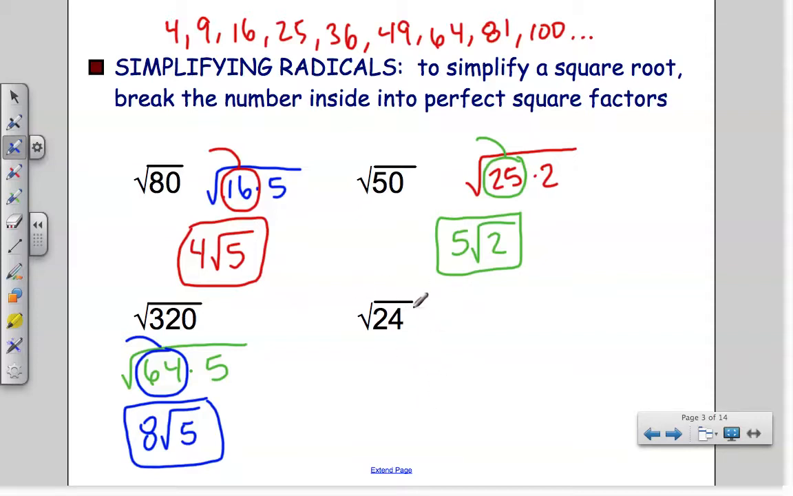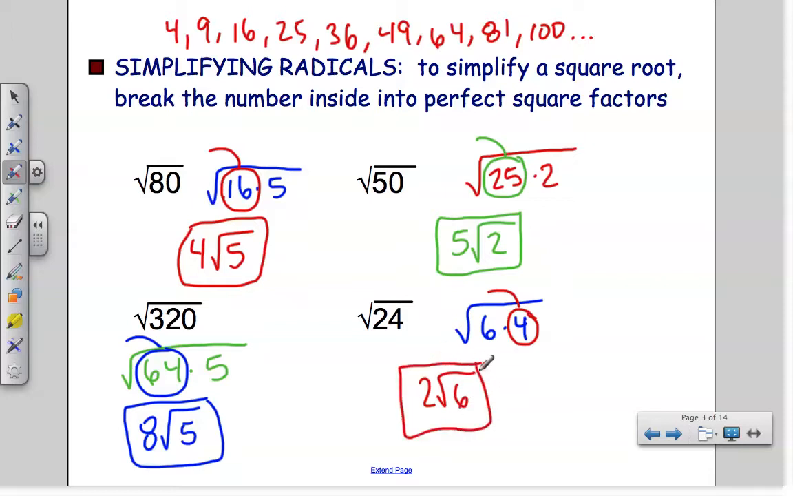Square root of 24. What perfect square numbers multiplies into 24? And I think it's just 4. 24 is 6 times 4, right? Now why would I do that? Because I know the square root of 4 is a perfect square. The square root of 4 is 2. Inside the square root is still that 6. And there's my simplified radical.